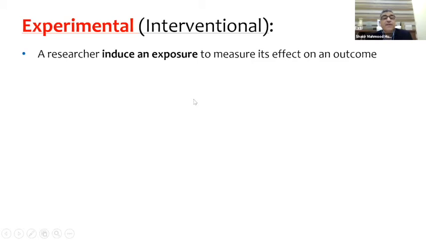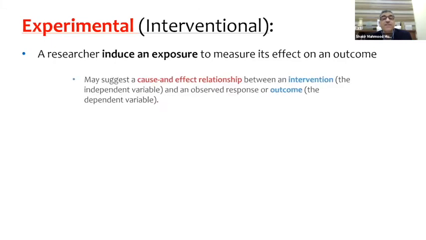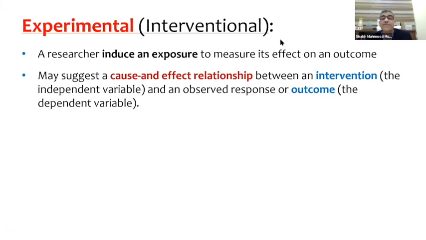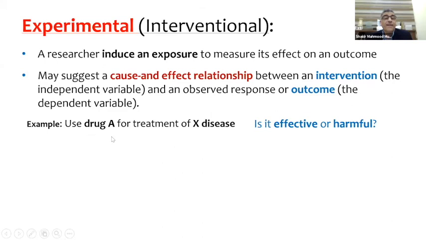Experimental, simply, means the researcher induces an exposure and measures its effect in the future, and it is the best way to see a cause and effect relationship. For example, we give drug A as treatment for X disease in order to see whether this drug is effective or harmful for the patient, and compare it, of course, to the usual treatment.